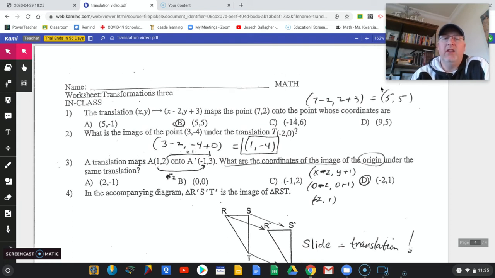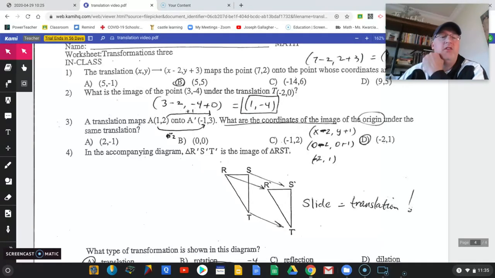So the work I would hope to see is right up here. It's the first number of the point with whatever the direction says, so 7 minus 2. The second number of the point with whatever the directions tell me, so 2 plus 3 is 5. It gives me the point 5, 5. Question 2 says, what is the image of the point 3, negative 4 under the translation of negative 2, 0? And again, my original point, my rule. This tells me I want to start at 3 and subtract 2 from it or add negative 2. So 3 plus negative 2, or 3 minus 2, is 1. Negative 4 plus 0, which would be negative 4, and there's my answer.